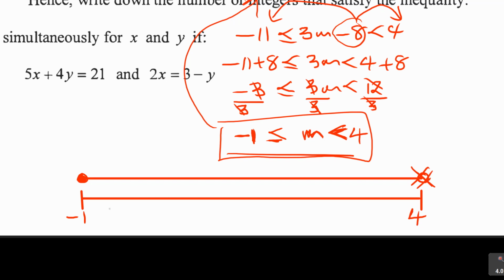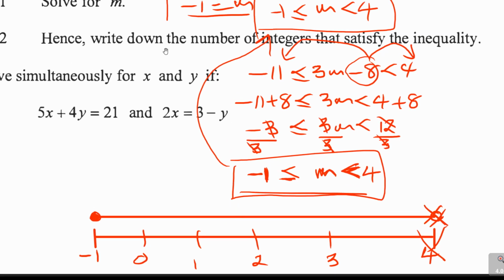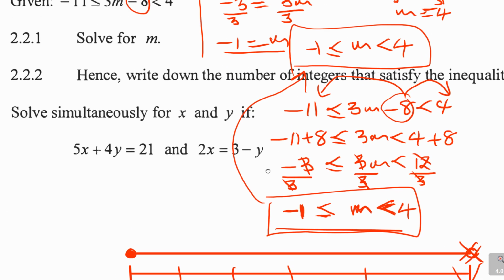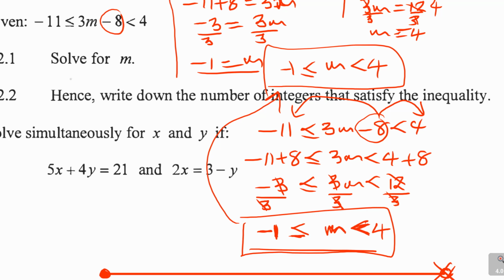So how are we gonna write the numbers? We need numbers between minus 1 and 4. You know that here I will have 0, I will have 1, I will have 2, these are integers, I will have 3, but 4 is out. So I've got minus 1, 0, 1, 2, 3. But it didn't say I must list them. It says hence write down the number of integers. So how many are they? There are 1, 2, 3, 4, 5. So the answer here is 5 integers.